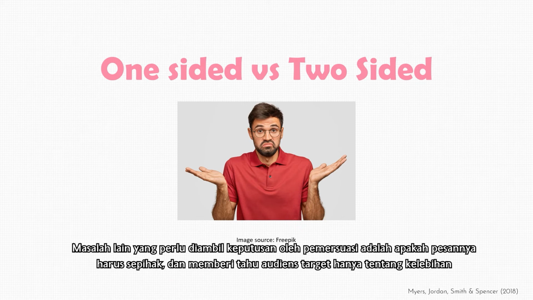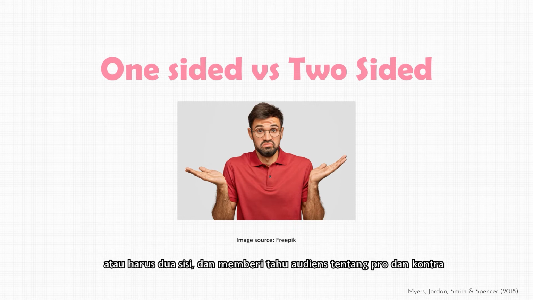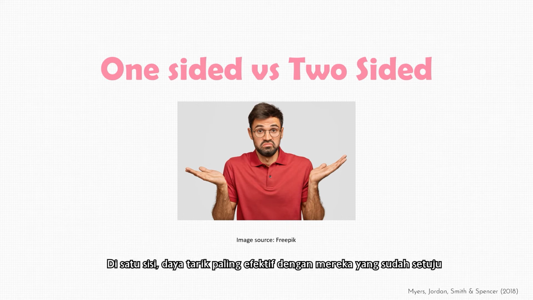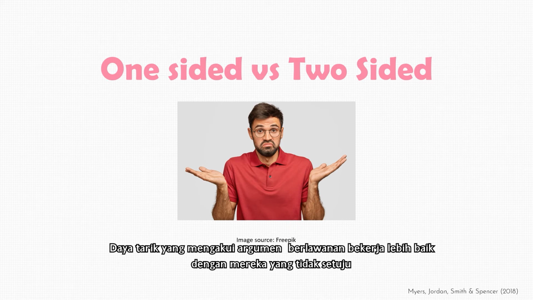Another issue that persuaders need to take a decision on is whether the message should be one-sided and tell the target audience only about the pros, or should it be two-sided and tell the audience about both the pros and cons. Research by Hovland found that the effectiveness of the message depended on the listeners. A one-sided appeal was most effective with those who already agreed. An appeal that acknowledged opposing arguments worked better with those who disagreed.